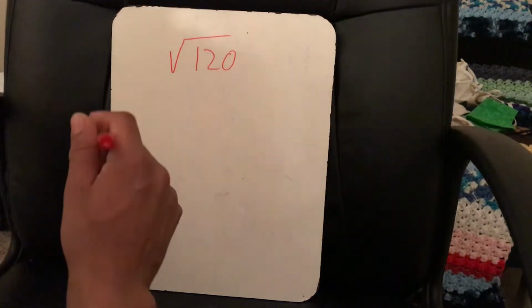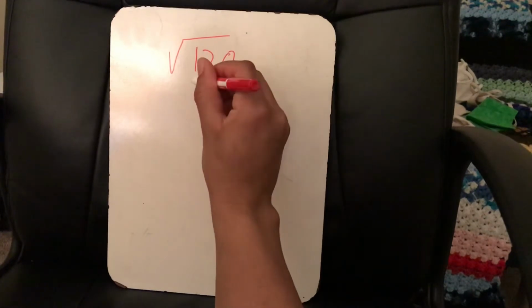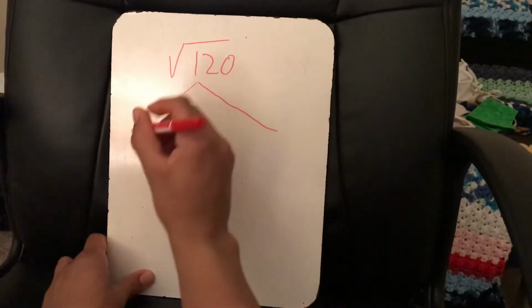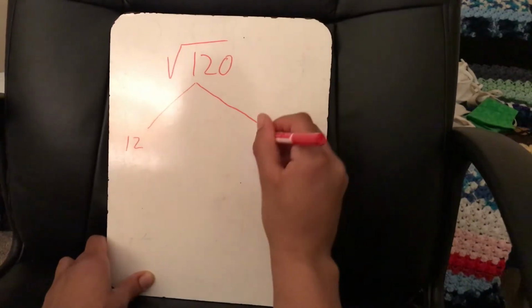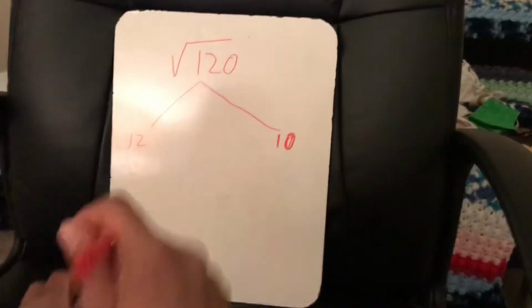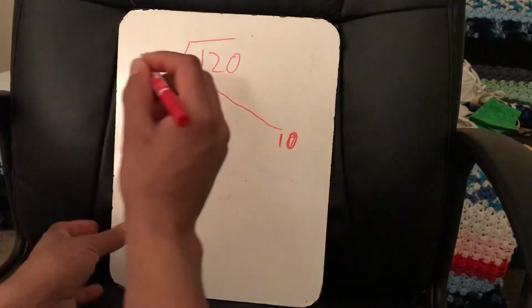So the first thing we're going to do is go back to our factor tree method. We're going to find two factors of 120. I'm going to pick the factors 12 and 10. You could also pick the factors 2 and 60, or you can pick 3 and 40. Lots of options you could choose, but I'm going to choose 12 and 10. And I'm going to continue to factor those two numbers until I get all prime numbers at the bottom.